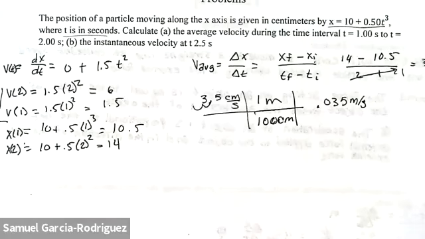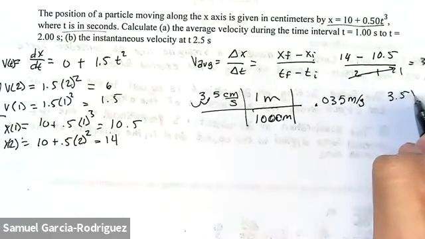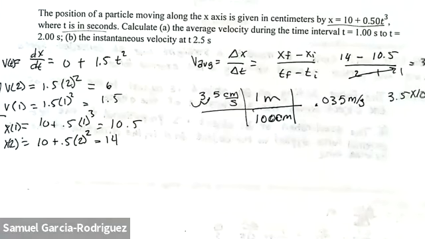And if you're clever enough, you could also just write it as 3.5 times 10 to the negative 2 meters per second. And that would also be completely fine. So that's all for our average velocity. How about instantaneous velocity at 2.5?